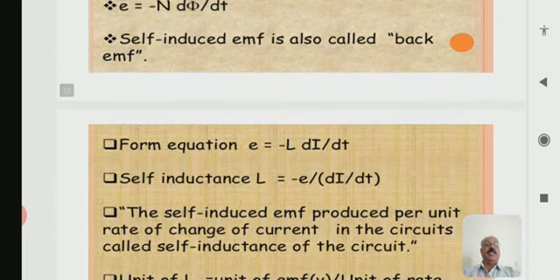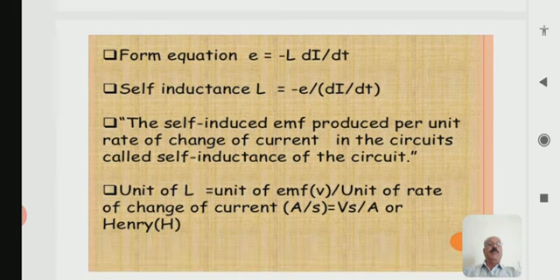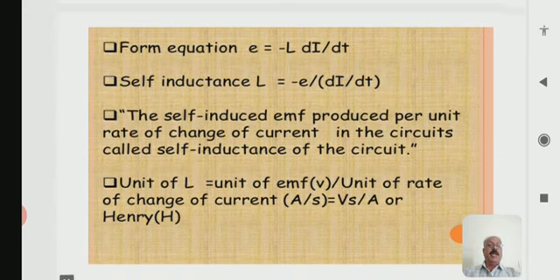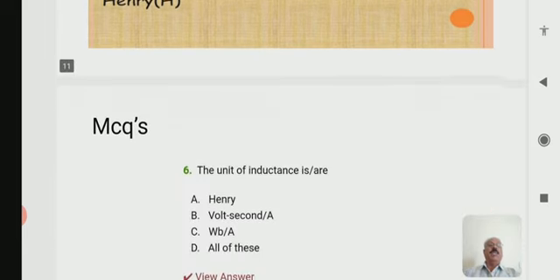Now from the above equation, E is equal to minus L dI upon dt, or L is equal to minus E divided by dI upon dt. The self-induced EMF produced per unit rate of change of current in the circuit is called the self-inductance of the circuit. The unit of inductance is Henry or volt second per ampere. This is the unit of self-inductance. I hope all of you know about the phenomenon of self-inductance.